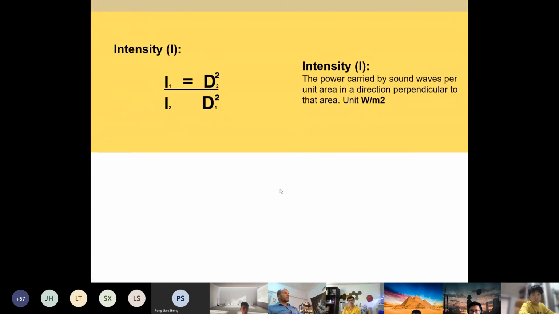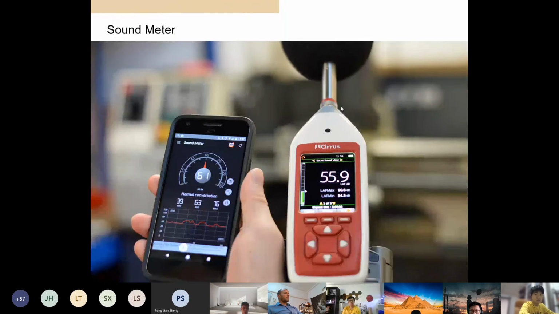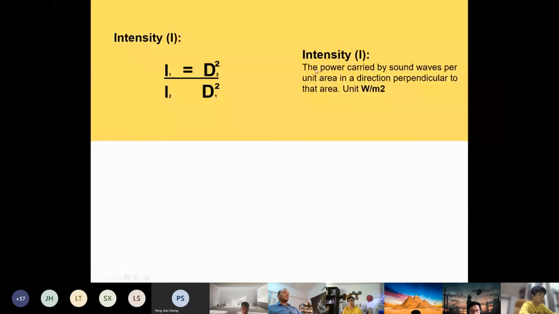Now regarding the intensity, because we have seen intensity here, right? The intensity is the power carried by the sound waves per unit area in a direction perpendicular to the area, with unit watt per meter square. And this is one of the laws that we use to calculate the intensity of sound from one point to another.